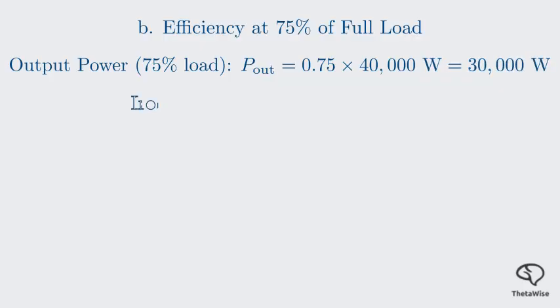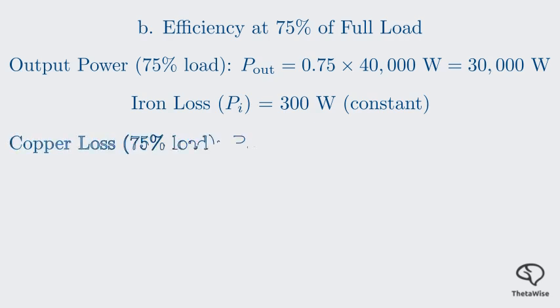Next, the losses. This is where our knowledge of variable and constant losses is critical. The iron loss, Pi, is a constant loss, so it remains 300 watts at 75% load. However, the copper loss is a variable loss and depends on the load current. Copper losses are proportional to the square of the load. So, the new copper loss is 0.75 squared times the full load copper loss.